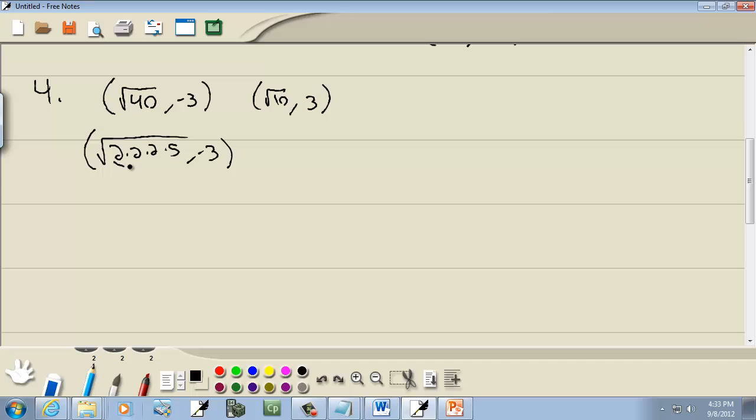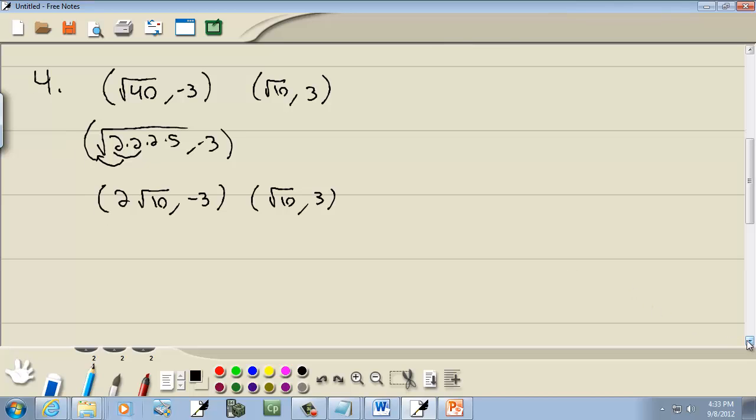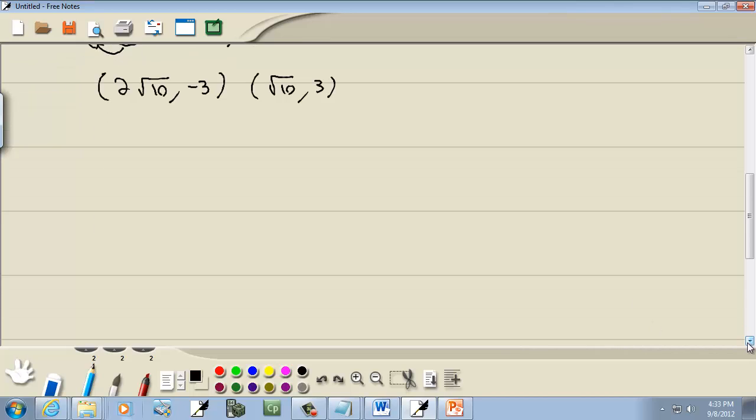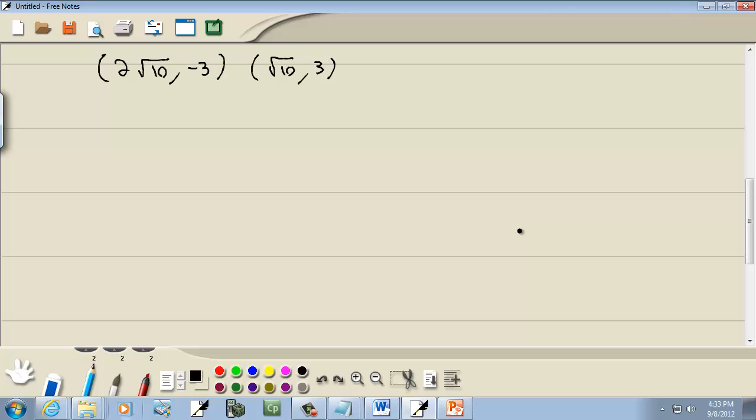Now we're looking for a pair of something. Here's a pair of 2s. Those can come out as a single 2. So we're going to have 2, and then we're left with a 2 times 5 inside, which is 10. So we've got 2 square root of 10, -3, and then over here, square root of 10, and 3. This makes your life so much easier if you go ahead and simplify them before you go on. Don't leave them in their original form.